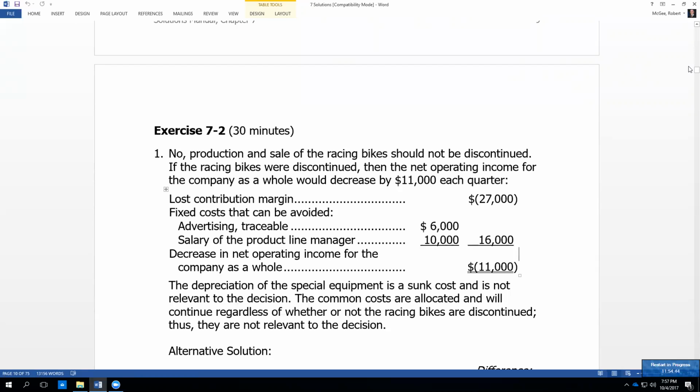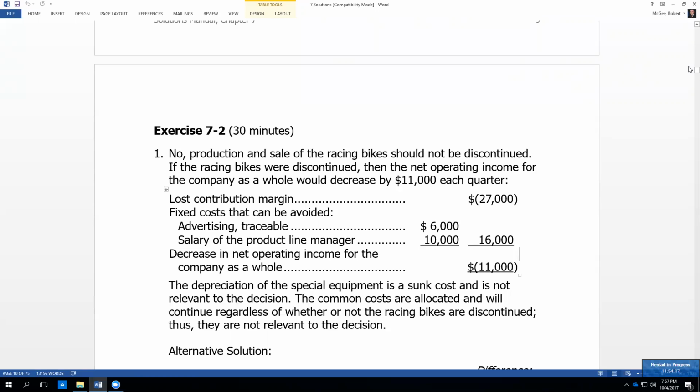And down here, they mentioned depreciation of the special equipment is a sunk cost, not relevant to the decision. The common costs are allocated and will continue regardless. So again, just like rent, for instance, the rent is just allocated among the various units, maybe on the basis of relative sales value or square footage, whatever. Usually it's relative market value.